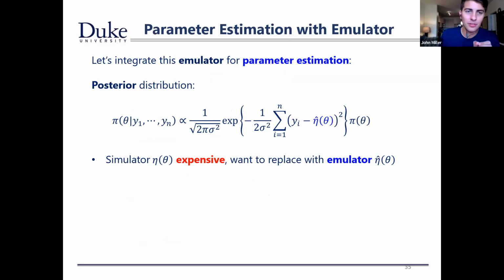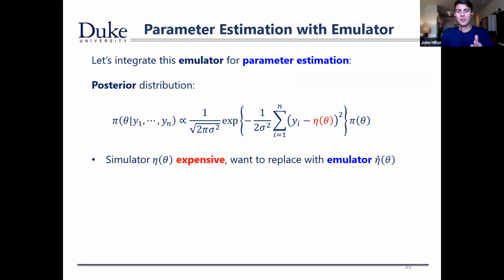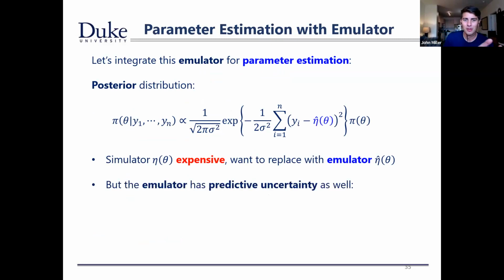What we want to do is, as before, we had this expensive simulator in our likelihood in the posterior. So we want to replace that with our emulator, which is fast to evaluate. But is it as simple as just swapping them out? Well, no, because the emulator is something that we're inferring probabilistically from data, so it itself has its own level of uncertainty.